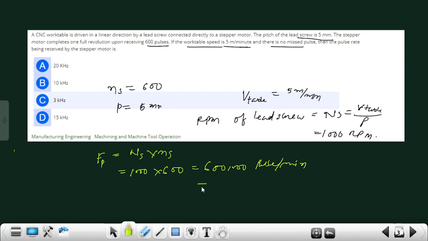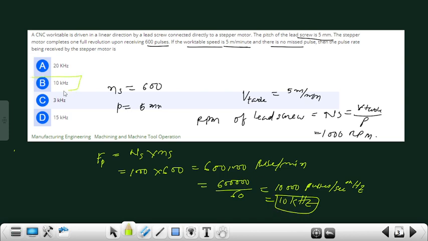So in hertz, or pulses per second, we have to divide by 60, which is equal to 10,000 pulses per second or hertz, which is equal to 10 kilohertz. So option B is the correct answer.